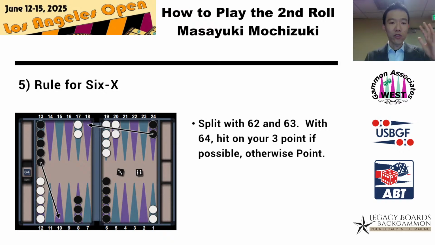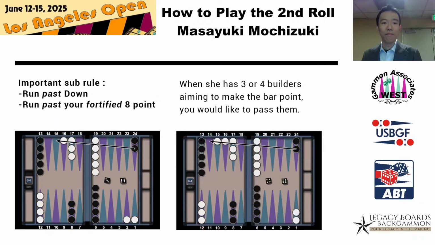Okay. Anyway, so 6-2, 6-3 is split and down, and 6-4 makes the deuce point is a default play. But we're gonna show sub rules and exceptions. Important sub rule is when he has builders on his outfield, like 9 point or 10 point, you want to pass it. Okay, run, pass, down, or run, pass your opponent's 8 point, meaning that if he has extra checkers on the 8 point, you want to pass the 8 point as well. Okay, so when he has 3 or 4 builders aiming to make the bar point, you don't want to stay on the bar point. You want to run. You want to pass the builders, as shown in the left-hand side and right-hand side.